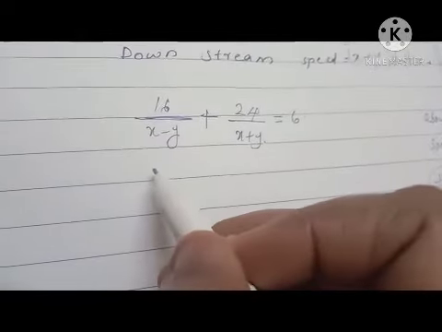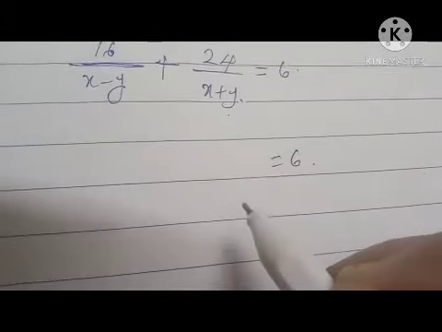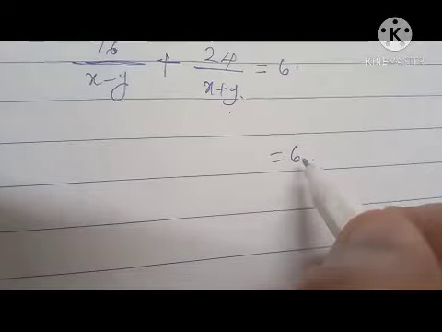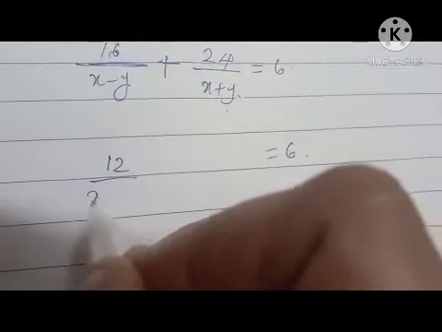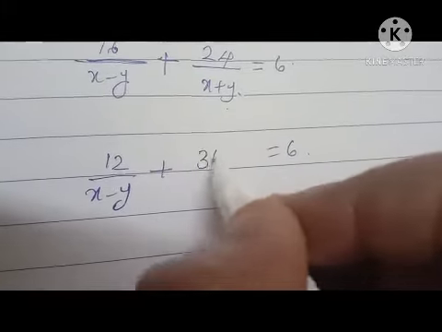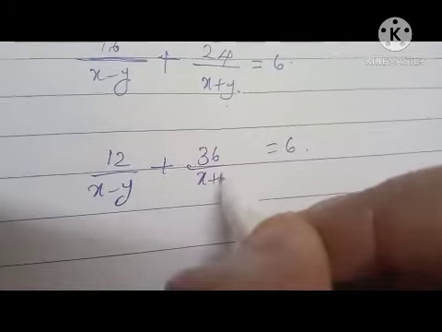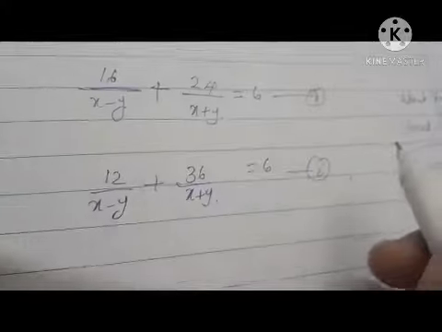Then for the second case, in the same time, that means 6 hours itself, it will take 6 hours for traveling 12 km upstream. So 12 by x minus y plus downstream 36 km, so 36 by x plus y. So this is the first equation and this is the second equation, right?